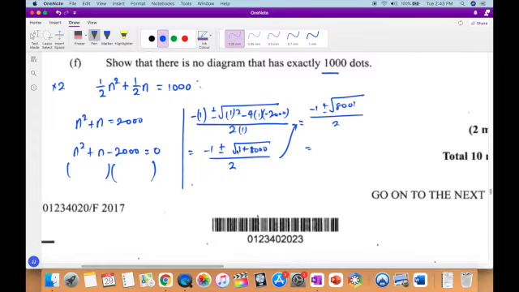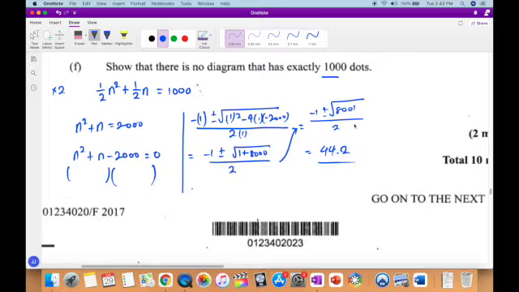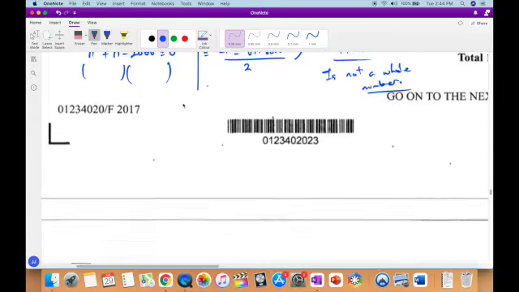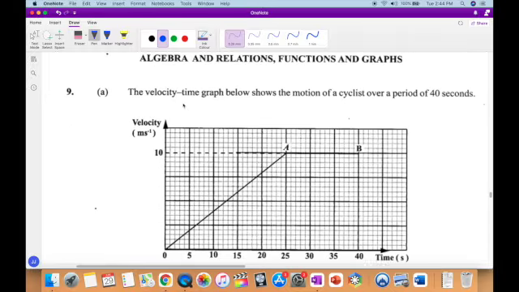divided by 2. So we're getting about 44.2 there, and we're seeing that this is not a whole number, so therefore it will not have an actual diagram with 1000 dots. It is not a whole number. So there will be no n value that'll give you 1000, or no whole number n. And of course, the number of diagrams could only be expressed as a whole number.